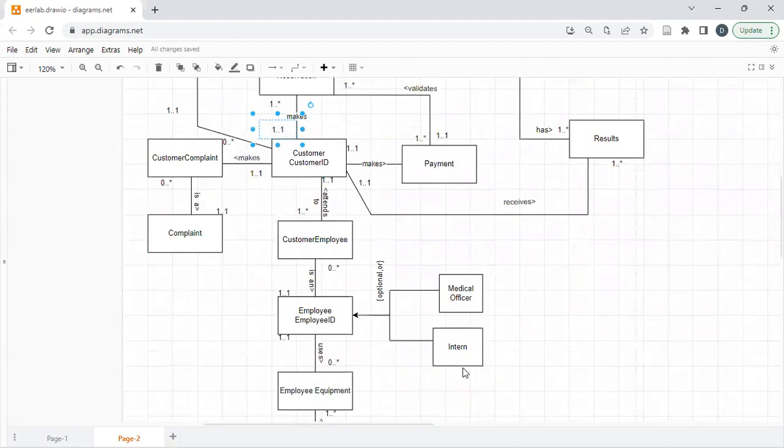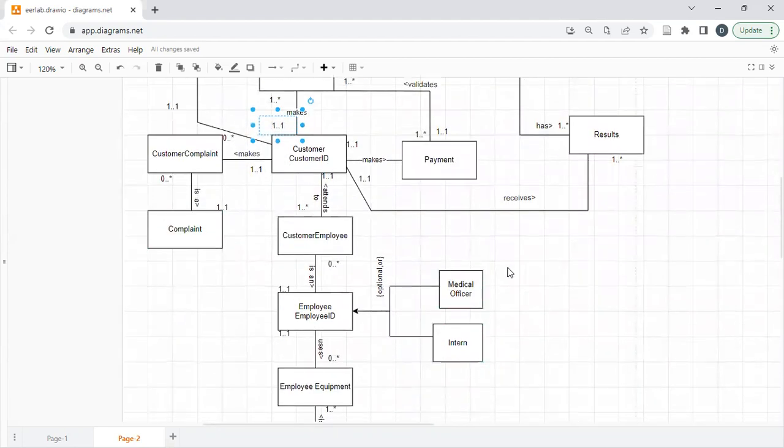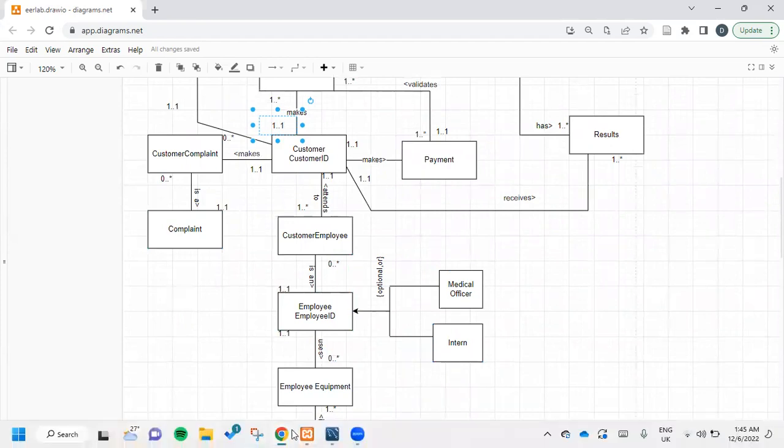Also, there are 2 specializations of the general class of employees with an optional or relationship, which means that an employee can either be a medical officer or an intern or none of the 2. We'll now move on to the logical table derivation process.